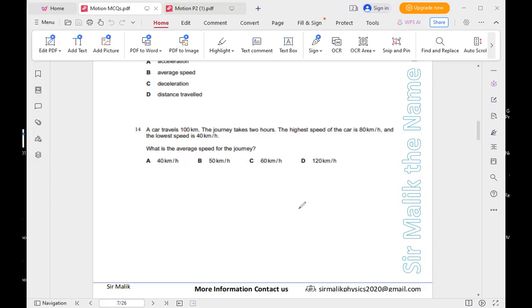Sometimes the students say total distance upon total time. Then 100 divided by 2 hours, then it will be 50 kilometer per hour. But it's the wrong answer because they provide two speeds here. If they provide two speeds, then add the speeds and divide by 2. Maybe they provide 3 or 4 speeds. For example, initially the speed is 80, then it comes to 40, then it comes to 30, and again it comes to 100. Then what is the average speed? Then add all the speeds divided by the number of speeds.